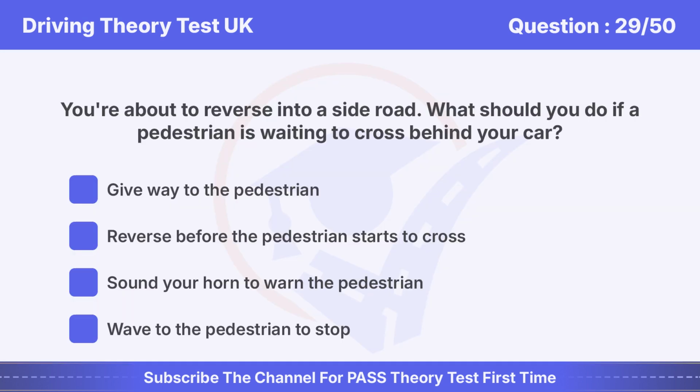Question 29. You're about to reverse into a side road. What should you do if a pedestrian is waiting to cross behind your car? Answer is A. Give way to the pedestrian.